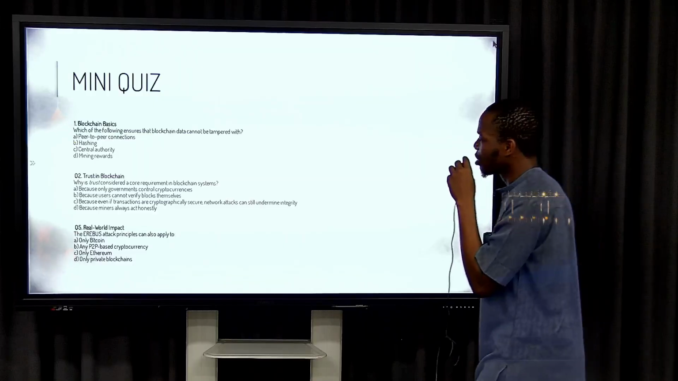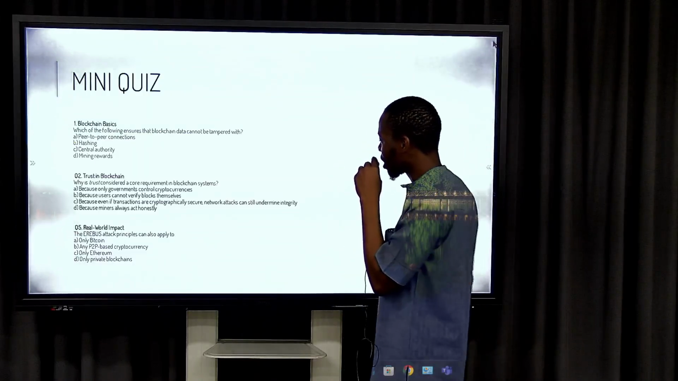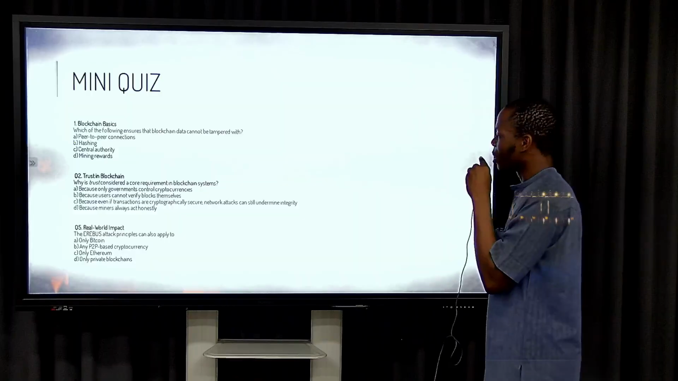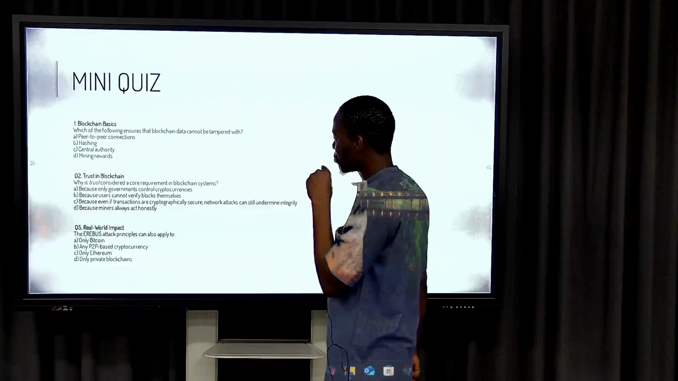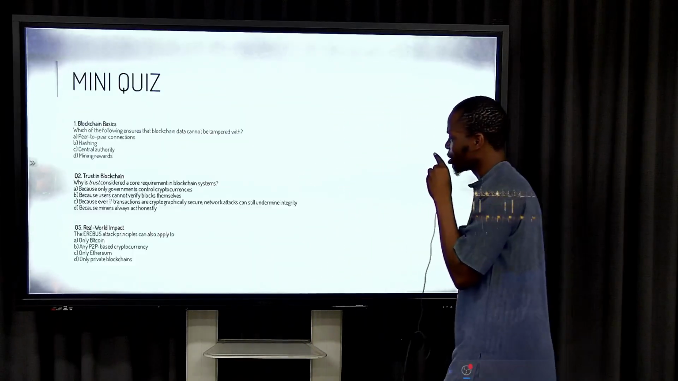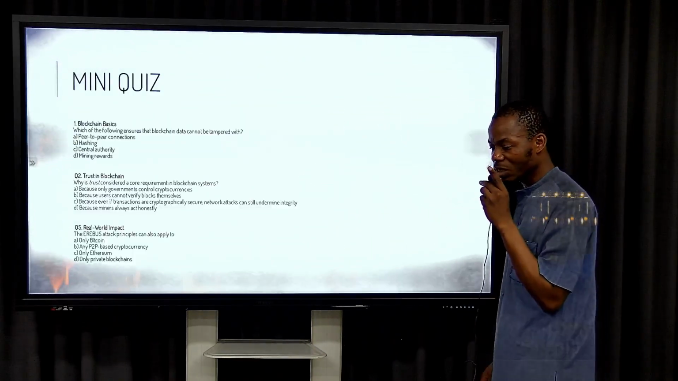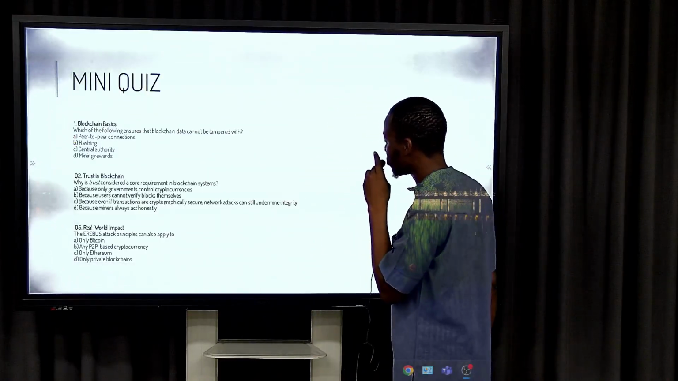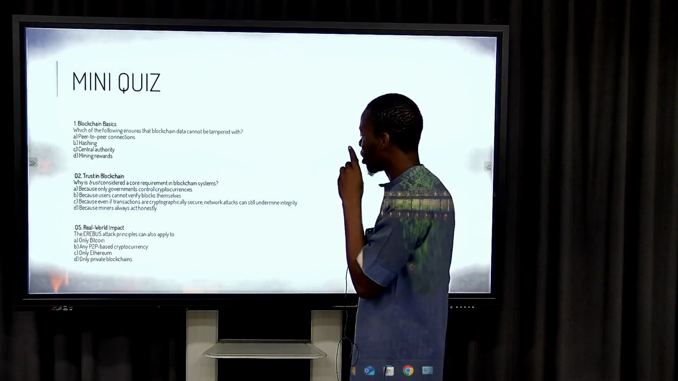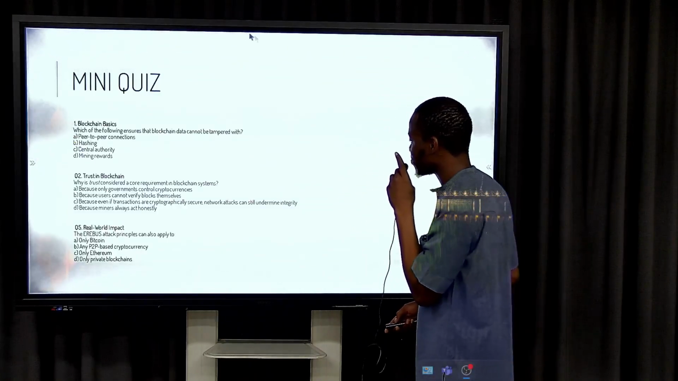Then the next question, real world impact. The Erebus attack principles can also be applied to: A, only blockchain. B, any peer-to-peer based cryptocurrency. C, only Ethereum. Ethereum is an example of a public blockchain. And D, only private blockchains.